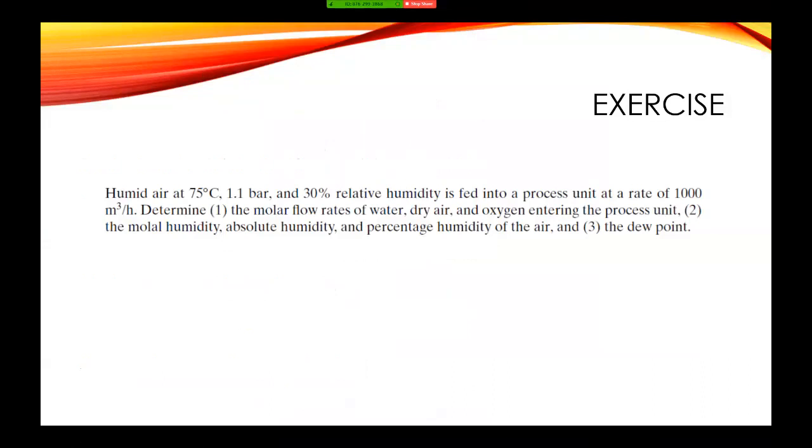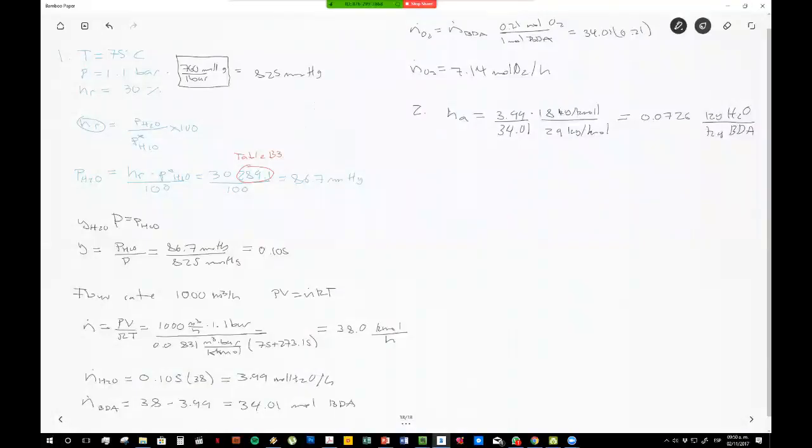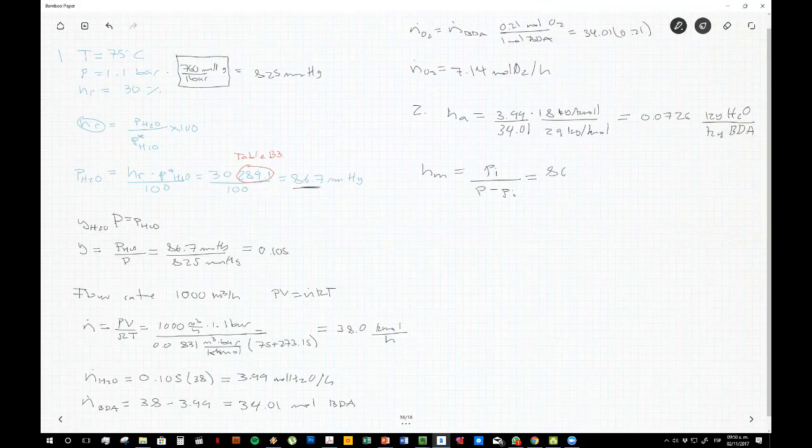Then we need to calculate the molar humidity. The molar humidity is over here, HM. So we need the partial pressures of the gas. So HM is equal to PI over P minus PI. Okay, so this one PI, we have it over here.